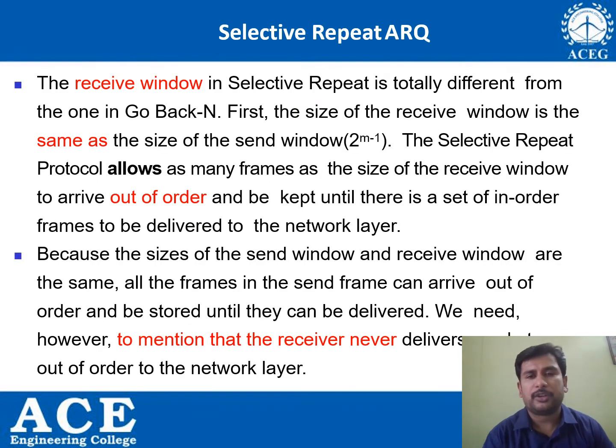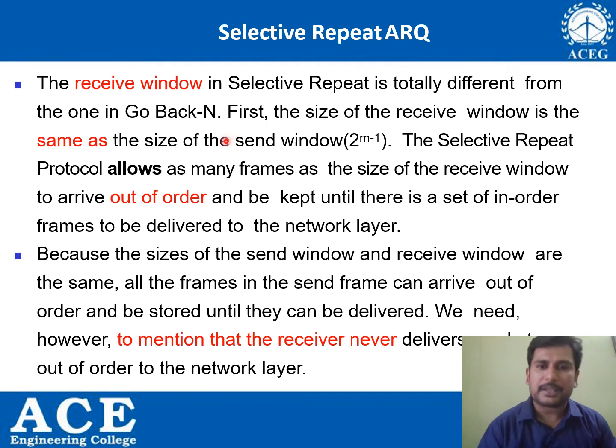Coming to the receive window of the selective repeat ARQ, it is totally different from Go Back N automatic repeat request. First, we have understood that the size of the receive window in selective repeat ARQ is same as the size of the sender window, that is 2 power m minus 1, whereas in case of Go Back N automatic repeat request, it's only 1.